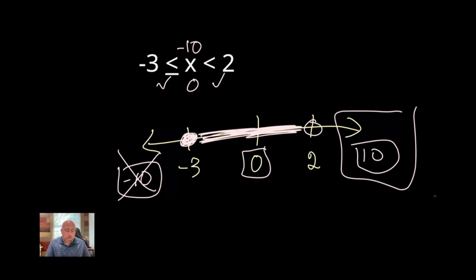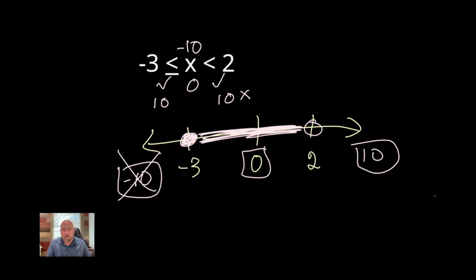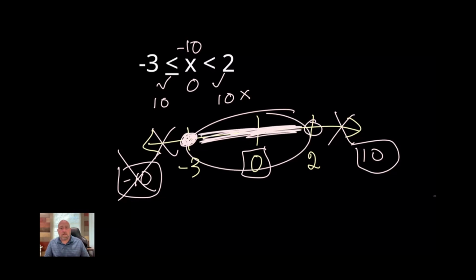You can test this point over here, but it's not going to work. But you can test this. So you can say 10 is less than, so that actually works. But 10 is less than 2. This does not work over here. So this does not work. This does not work. Only the middle is a solution.